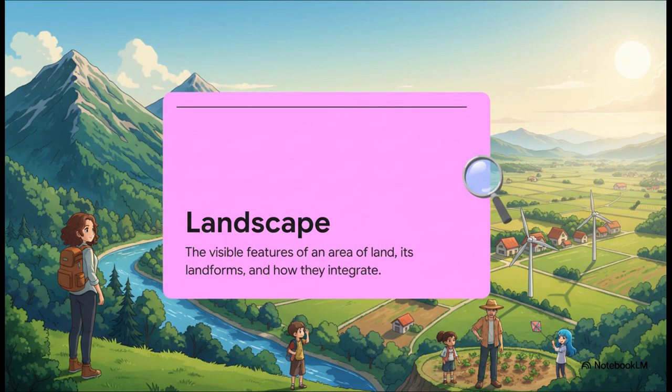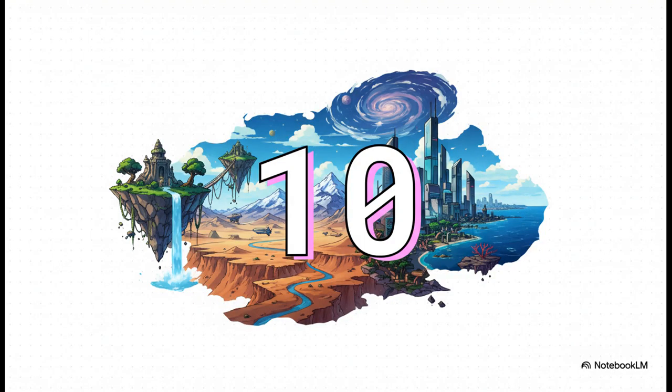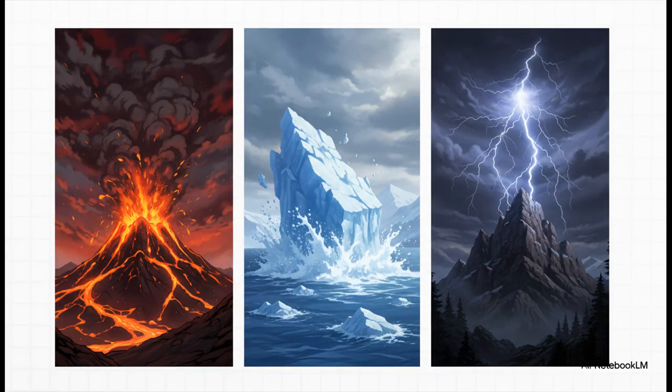Well, a landscape is basically everything you see in one area. It's the combined signature of nature and us. Geographers usually group them into about 10 broad categories. So let's dive into the main ones, shall we? First up, Part 1. Landscapes that were forged by some serious raw power.